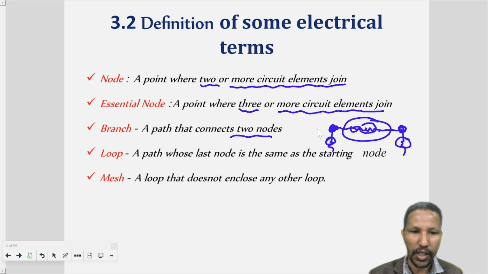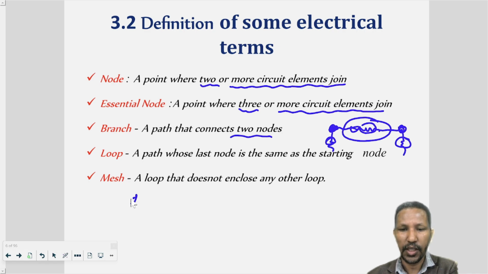That means to make a loop, we need to return back to the starting point of the loop. A mesh is a very important point in circuit analysis. This is a term that is used to determine certain independent loops in the circuit. That means a loop that does not enclose any other loop inside it.